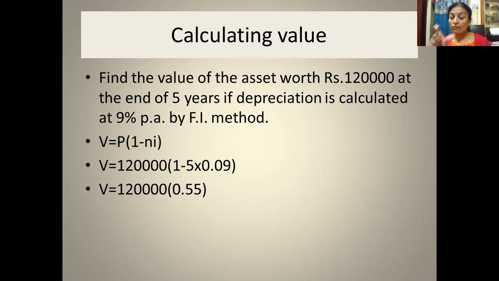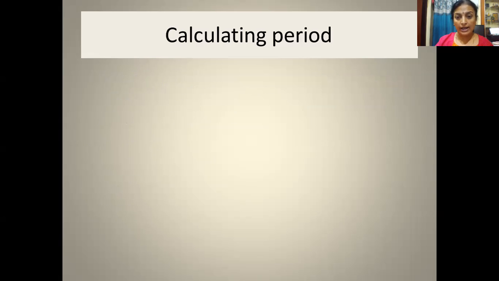1 minus 0.45 we have done. We got 0.55. Now you multiply 1,20,000 into 0.55. Then you will get 66,000 as the value. I hope you have understood how we have calculated it.